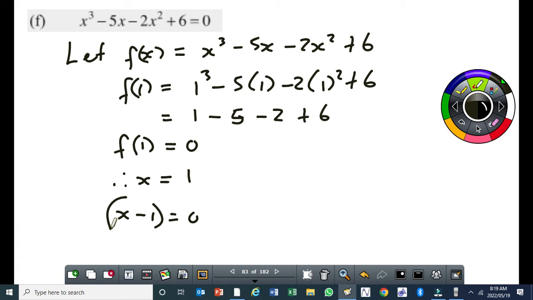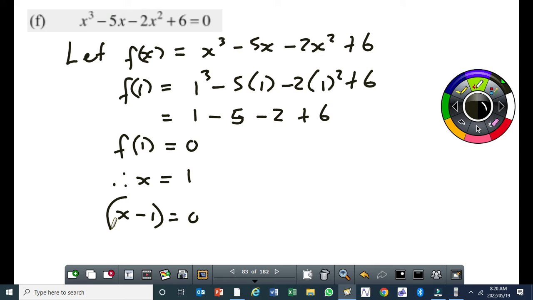Okay, now to determine the last two solutions, we use the fact that a cubic polynomial can be written as a product of a linear polynomial. This x minus 1 is linear. Okay, it has got a sister or a brother which is quadratic, such that if you multiply this x minus 1 by the quadratic, you will get that polynomial.